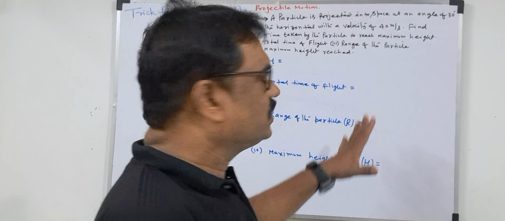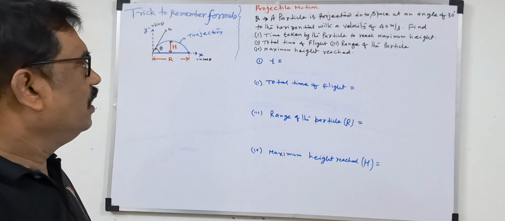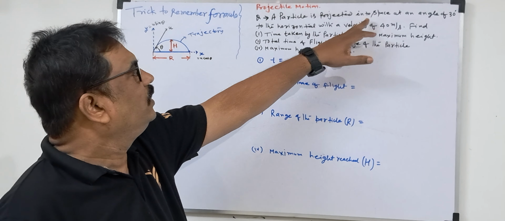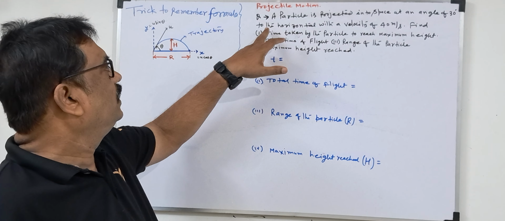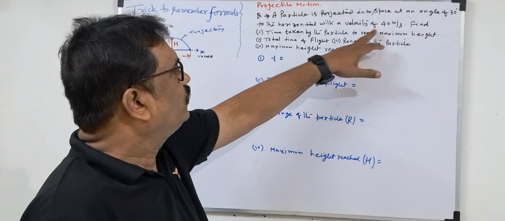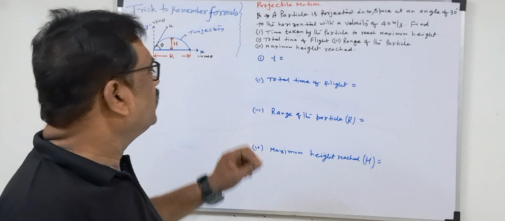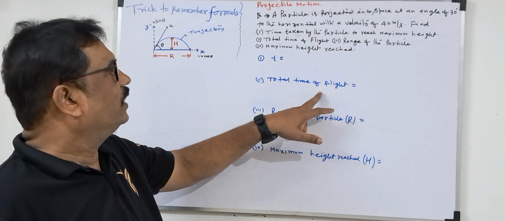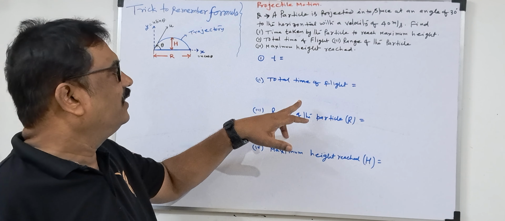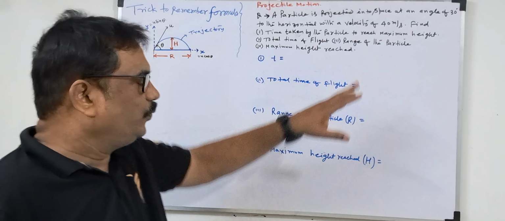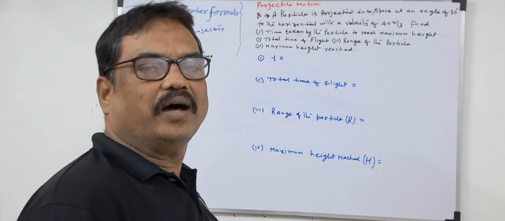Today I am going to discuss projectile problems. So what is the given problem? A particle is projected into space at an angle of 30 degrees to the horizontal with a velocity of 40 meters per second. What are they asking? They are asking the time taken by the particle to reach the maximum height, the total time of flight, the range, and the maximum height reached. If we know the formulas, we can answer this question.